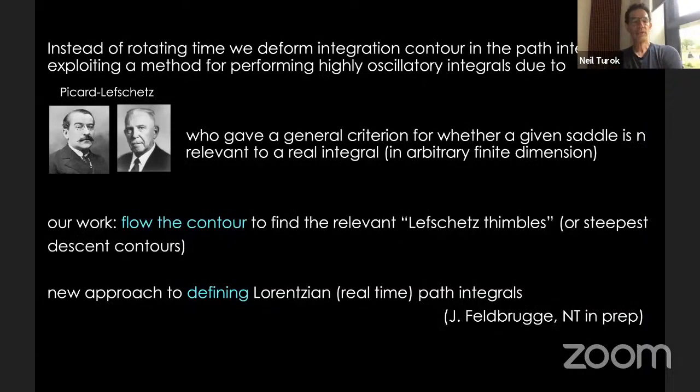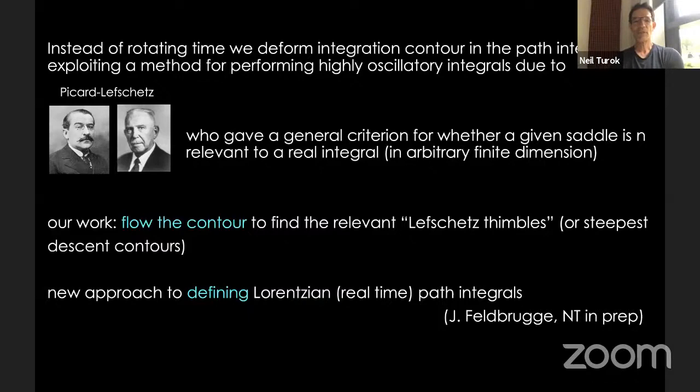Instead of rotating time, which is after all just a coordinate and more or less a dummy index in general relativity, we deform the integration contour in the path integral. The path integral is an integral over the coordinates in the system, and we deform that integral, not the sort of dummy index which appears in the action.